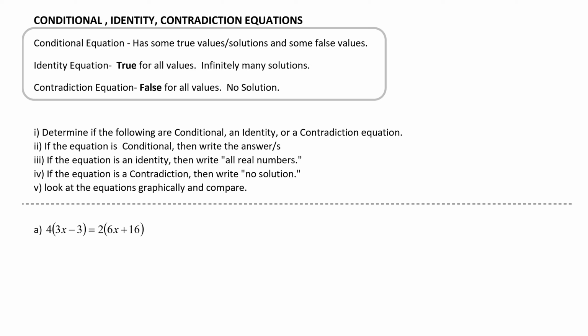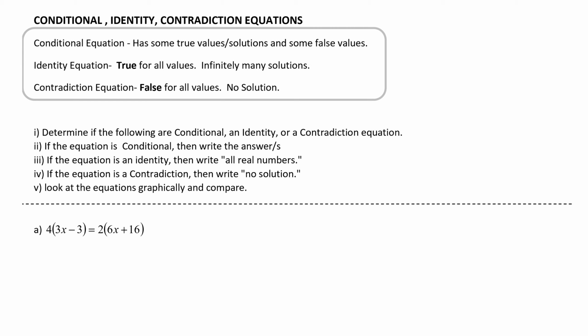So in solving equations, we have three different types. We have conditional, identity, and a contradiction. Your conditional equations have some true value solutions and some false solutions. This is normally what we're used to when we solve equations. We get answers like x equals 4 or x equals 5.